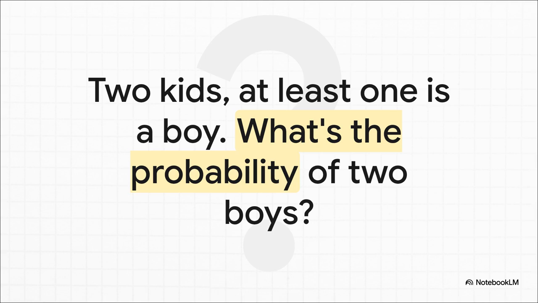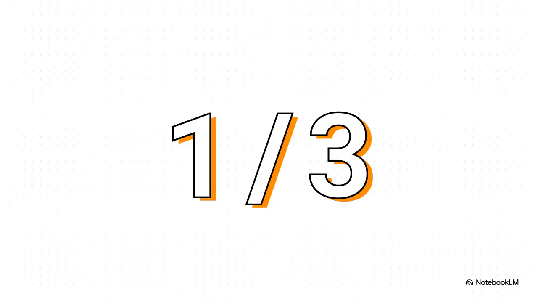Imagine a couple has two kids. All we know is that at least one of them is a boy. So, what's the probability that they have two boys? Now, your gut reaction is probably 50%, right? One's a boy, so the other is either a boy or girl. Simple. But like a lot of things in probability, the first answer that pops into your head isn't always the right one. The actual answer is 1/3.